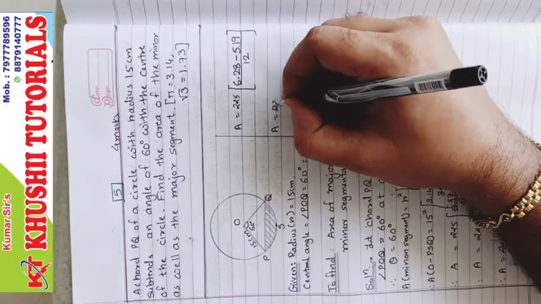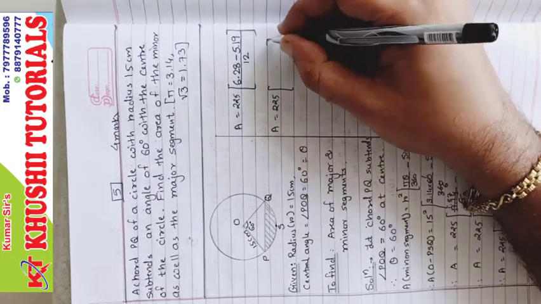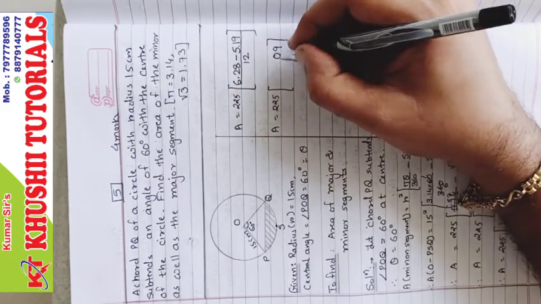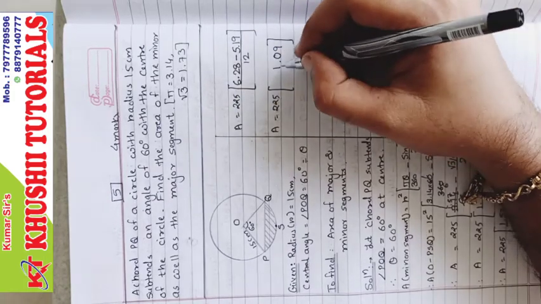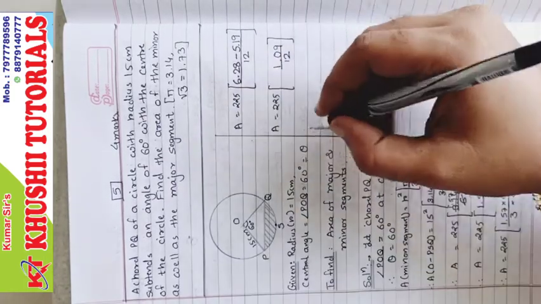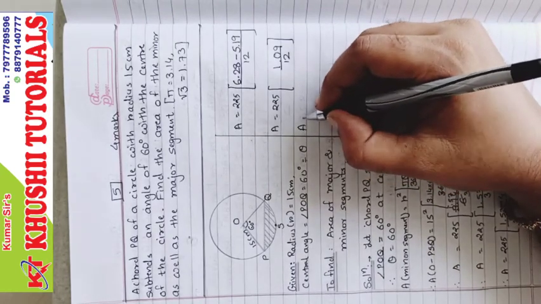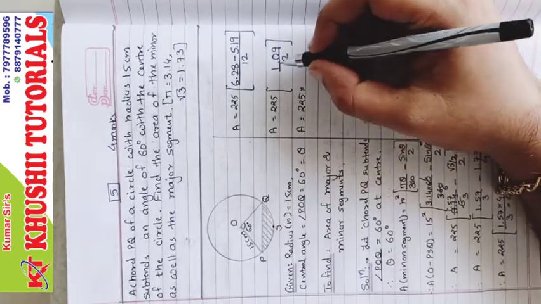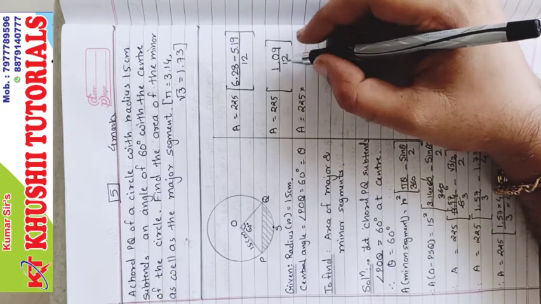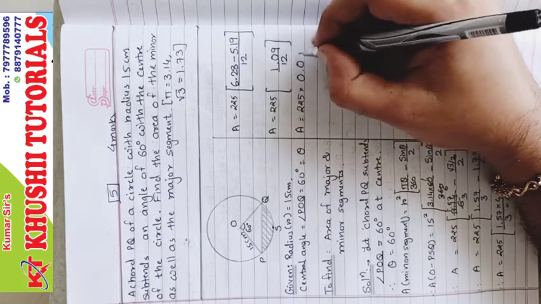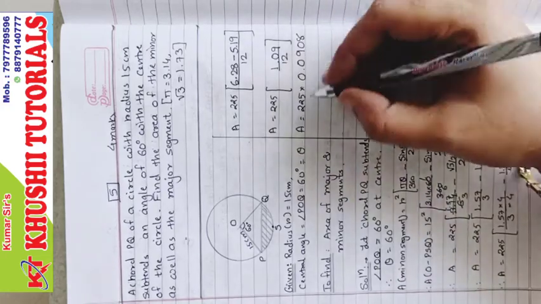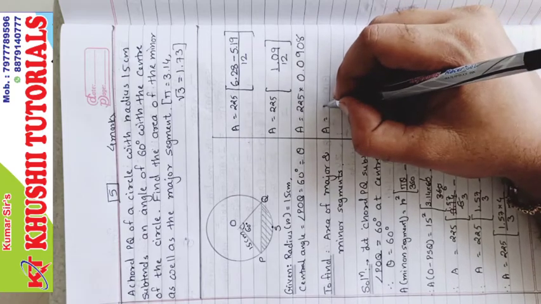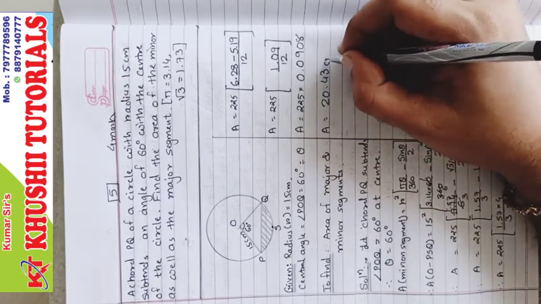So area equal to 225, 18 minus 9 is 9, 1 minus 1 is 0 and 6 minus 5 is 1. So 1.09 divided by 12. So area equal to 225. If you divide 1.09 by 12, you will get 0.0908. So area, now 225 into this number is 20.43 centimeter square.